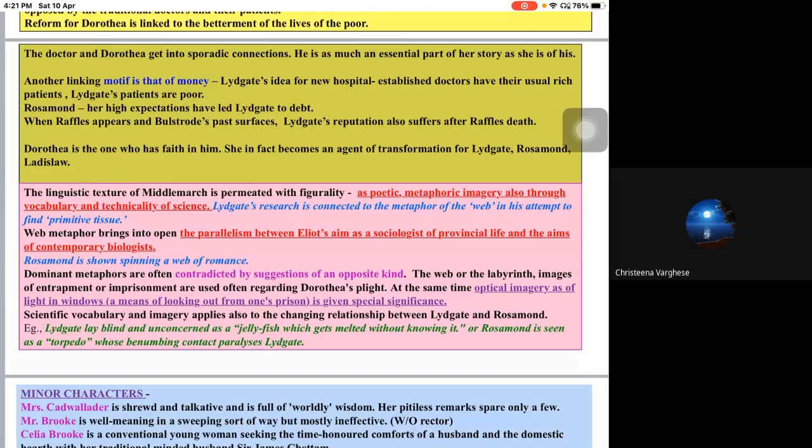So see how that scientific vocabulary and imagery is used there: Lydgate lying blind, like a jellyfish which does not realize it's getting melted. Or Rosamond is seen as a torpedo whose benumbing contact paralyzes Lydgate. So you find Eliot using all these scientific imageries and metaphors also.